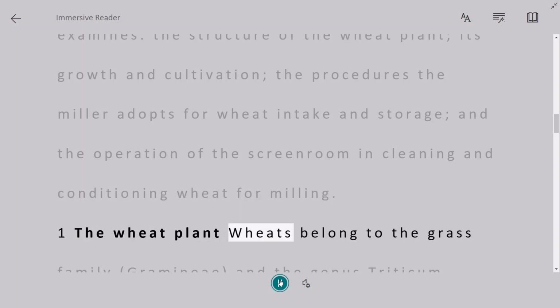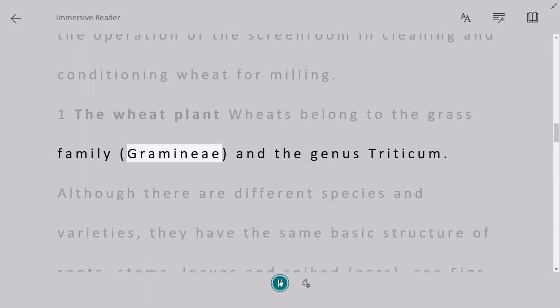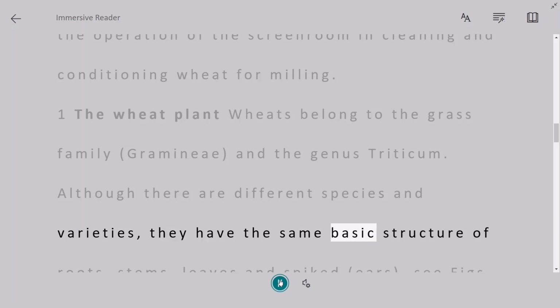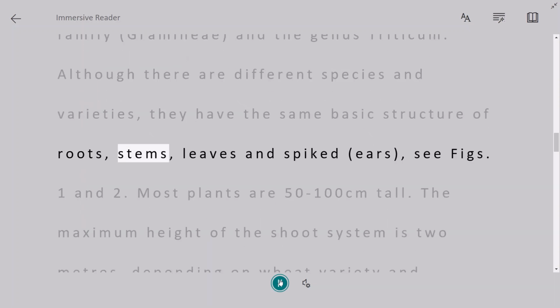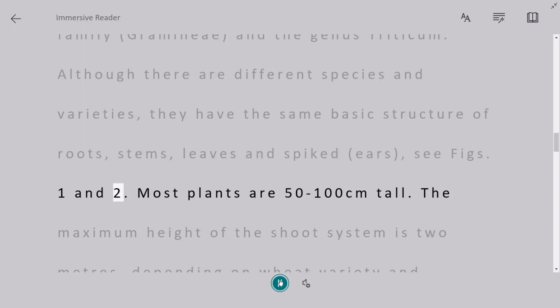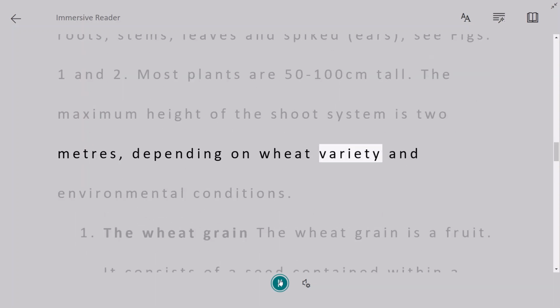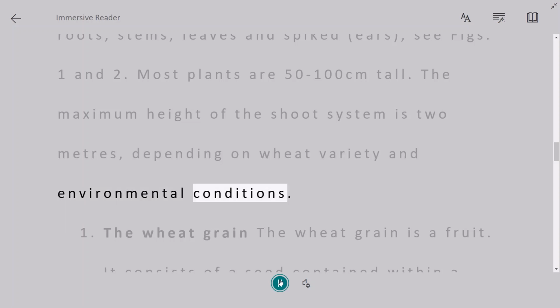1. The wheat plant. Wheats belong to the grass family, Gramineae, and the genus Triticum. Although there are different species and varieties, they have the same basic structure of roots, stems, leaves and spiked ears, see figures 1 and 2. Most plants are 50 to 100 centimeters tall. The maximum height of the shoot system is 2 meters, depending on wheat variety and environmental conditions.